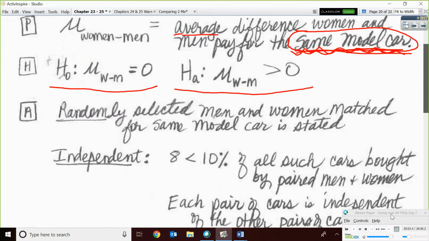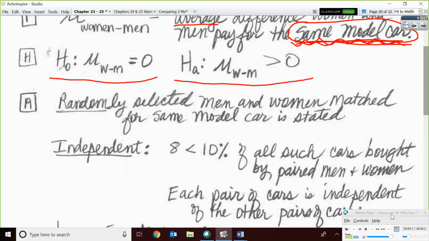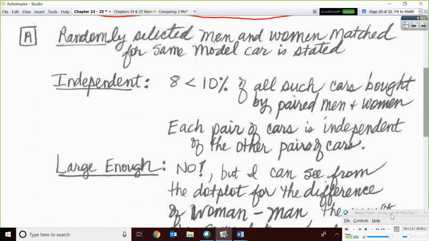All right, so here are our conditions. Randomly selected men and women matched for the same model car is stated. Independent: 8 is less than 10% of all such cars bought by paired men and women. And then here's that additional thing. Each pair of cars is independent of the other. So each set of purchase prices for each car is independent of the other set of purchase prices for the cars, okay? So that's where that independence comes in.